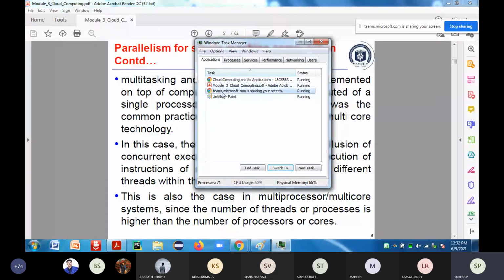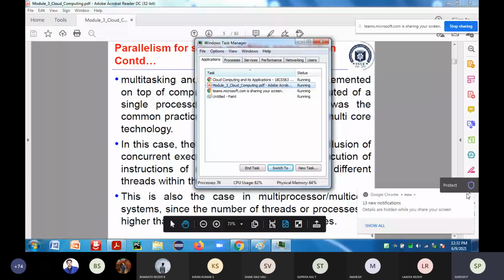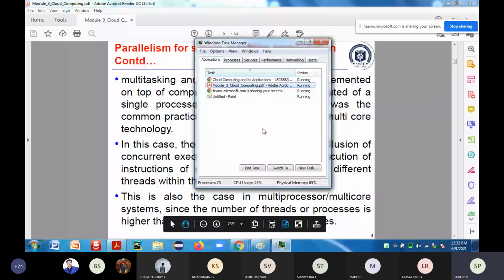This is for the foreground. But there are a number of processes which will be running in the background. You can see some notifications came in. To display that notification, some process should be running in the background. So where do those processes reside inside your processor? They will be running in the background.